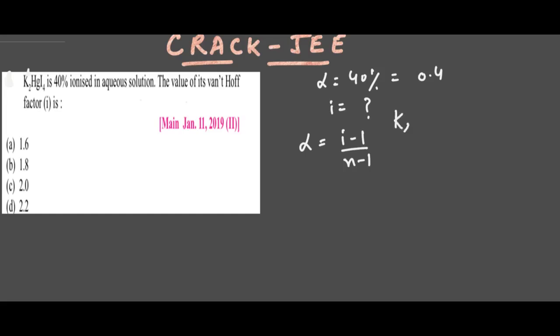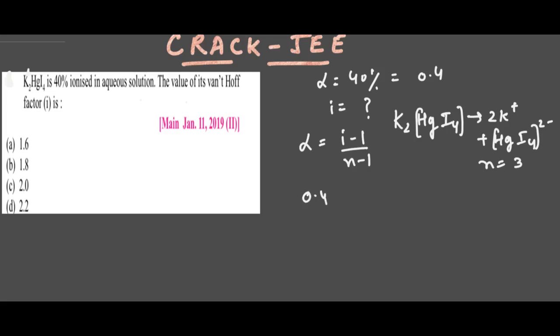Now how does K2HgI4 dissociate? See, this is a complex compound and it will dissociate to give 2 potassium ions and 1 mercuric iodide ion. So the total number of ions here would be 3. When you substitute the value, 0.4 is equal to (i minus 1) upon (3 minus 1). When you solve, you will get i is equal to 1.8. So the final answer of this question is 1.8. That means option B is correct.